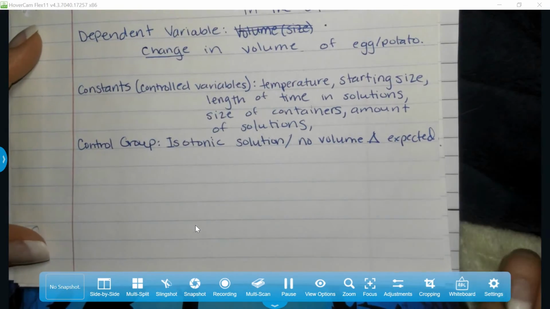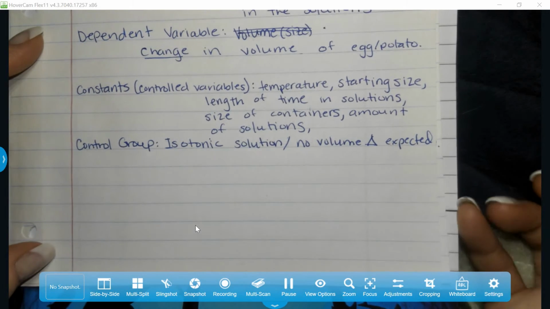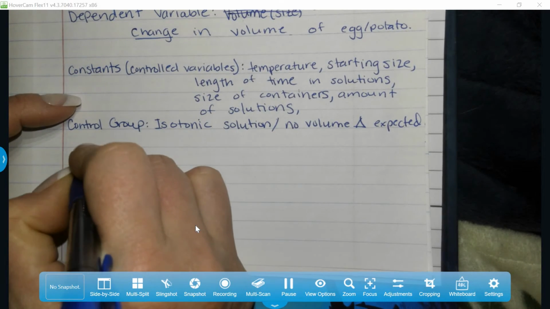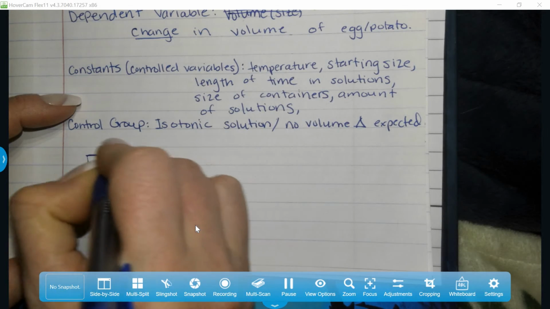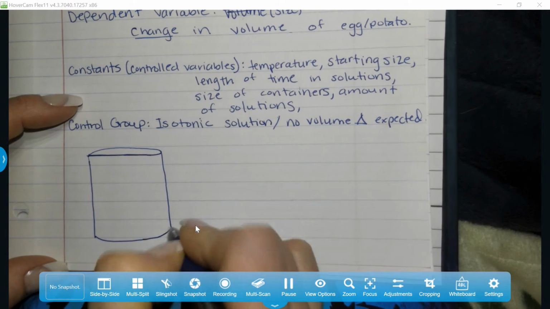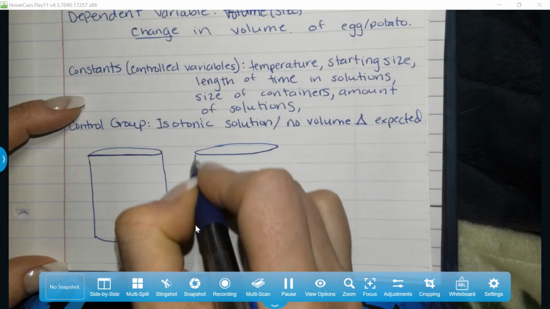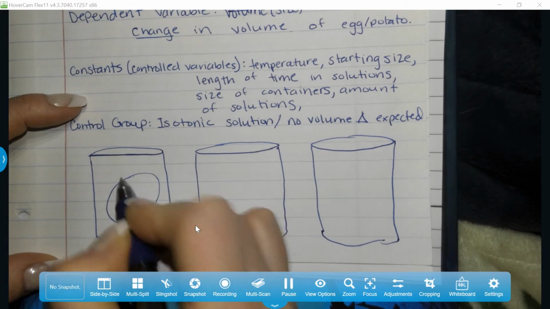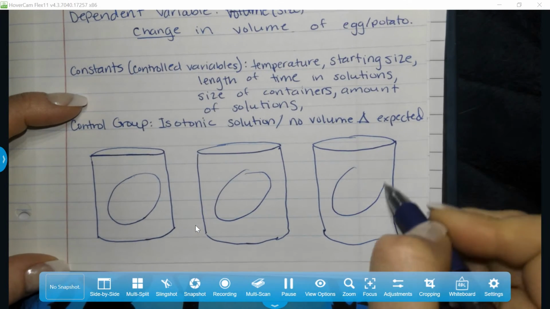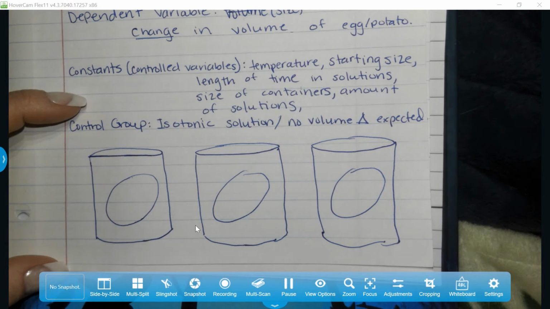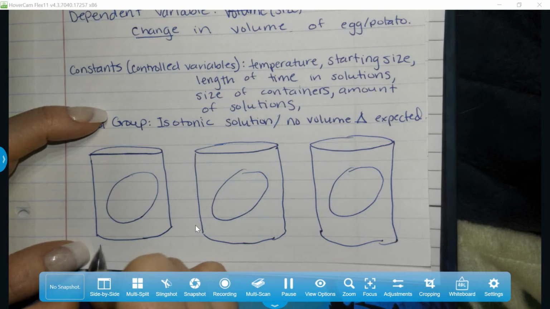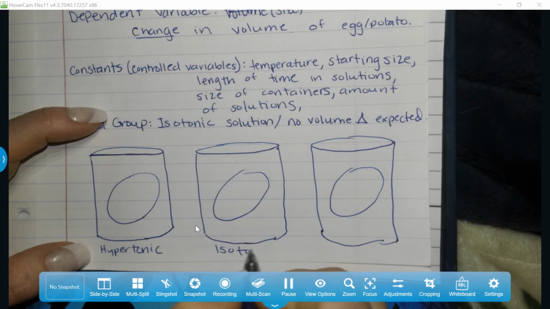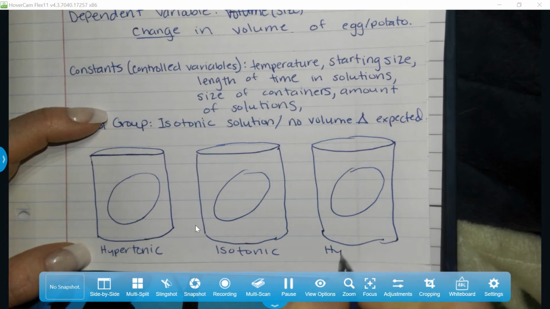So at this point, we're going to try to figure out what we can use for our different solutions. I'm just going to visualize with you here. These would be our cups, and we're going to have 3 of them, with our egg or potato. And so let's say we want this one to be our hypertonic solution, this one's going to be isotonic, and this one is going to be hypotonic.